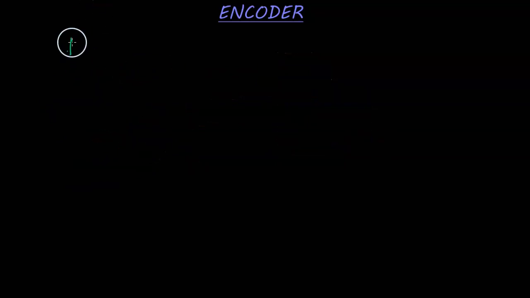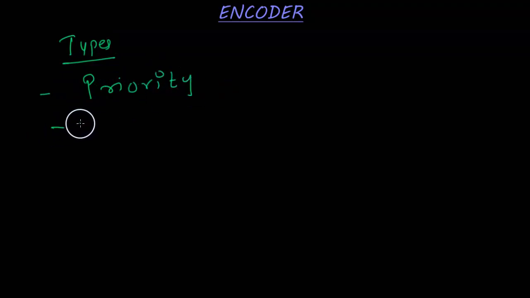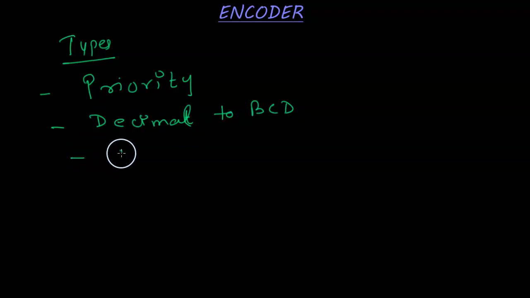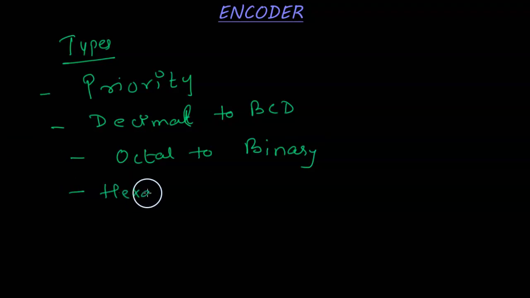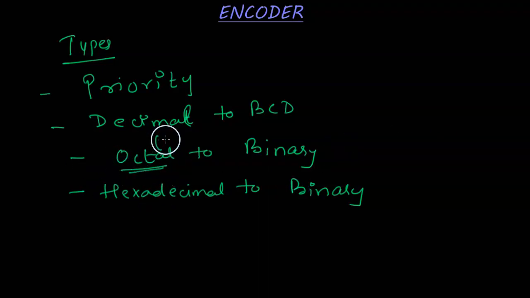Now we have different types of encoders for different purposes. First we have a priority encoder. We will see what a priority encoder is in the next video. Next we have a decimal to BCD encoder. Then we have an octal to binary encoder. And last, we have the hexadecimal to binary encoder. All of these encoders are used to encode an input which has more inputs. If we remember, an octal has a base of 8, so that means 8 inputs to 3 outputs. Again, we are encoding an octal value to a binary form.